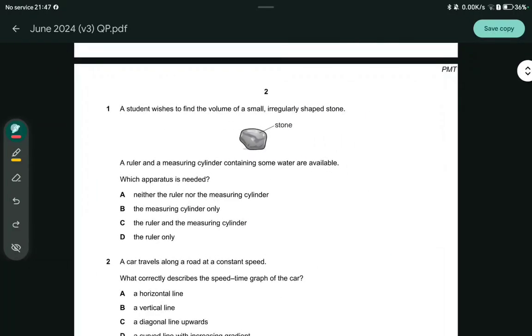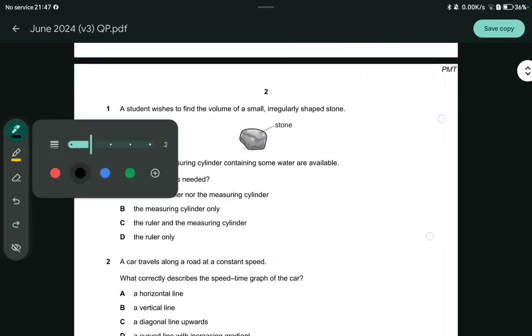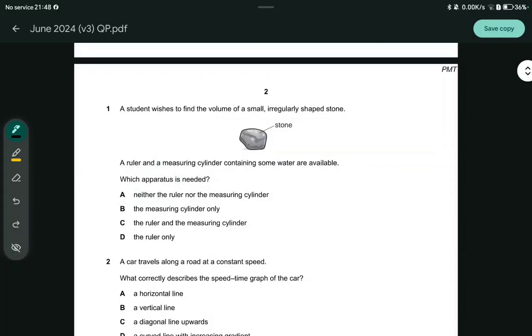So question 1. A student wishes to find the volume of a small irregular shaped stone, using a ruler and a measuring cylinder. Which apparatus is needed? None of them are needed. Wait, no, the measuring cylinder only. We don't need the ruler, but the measuring cylinder is needed.